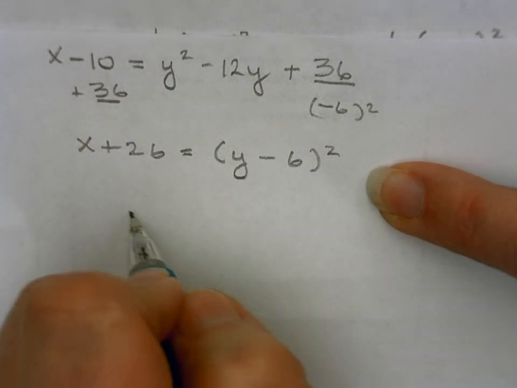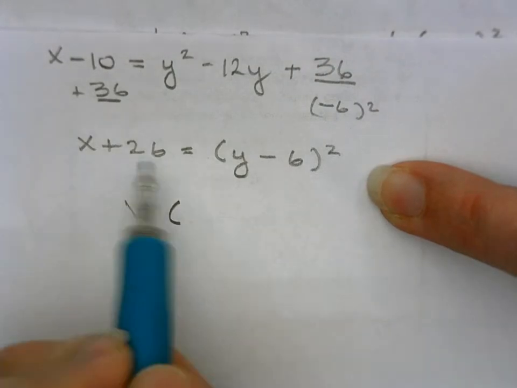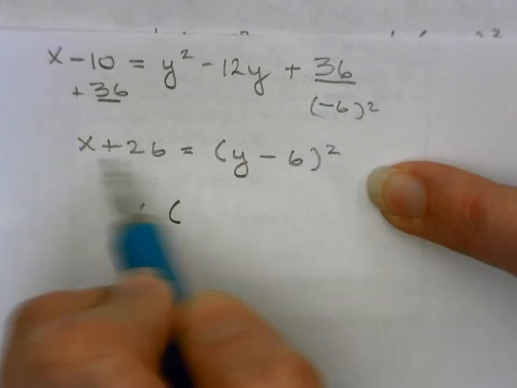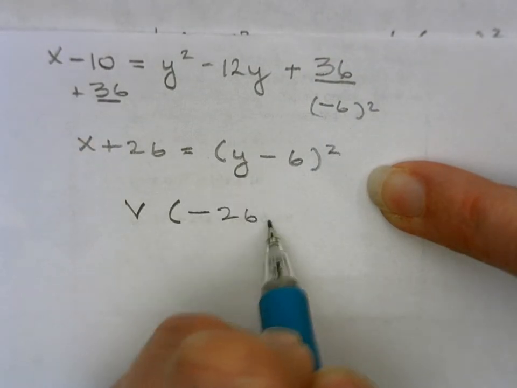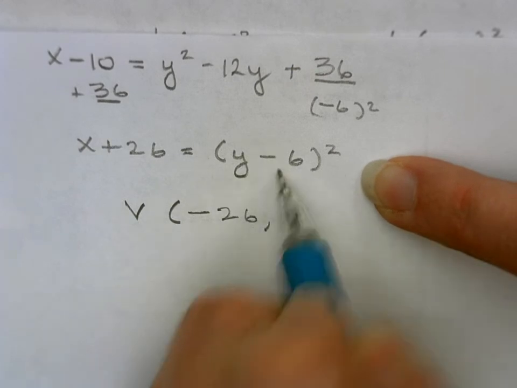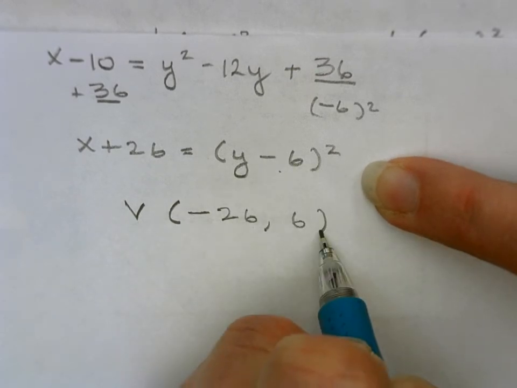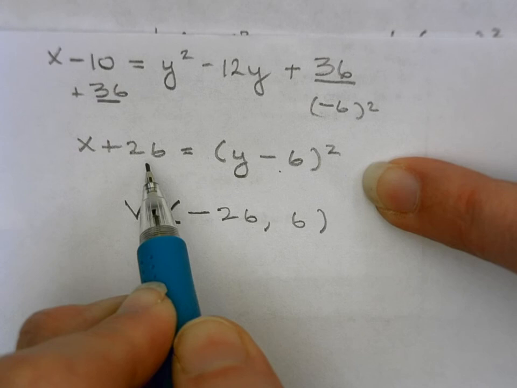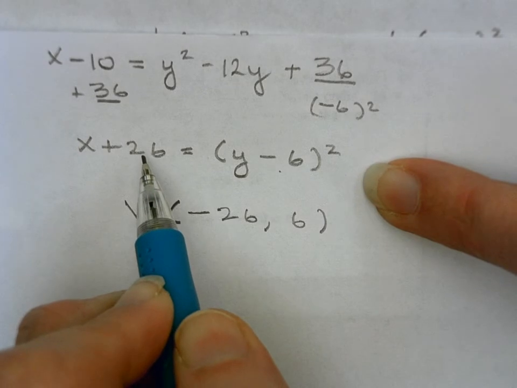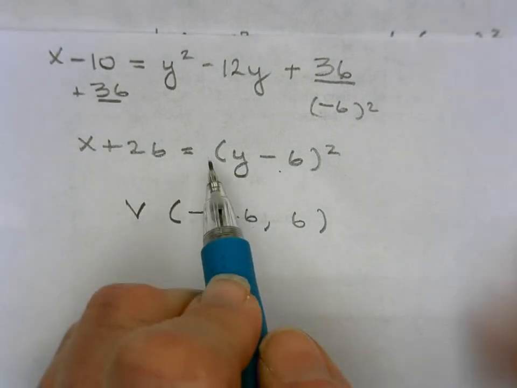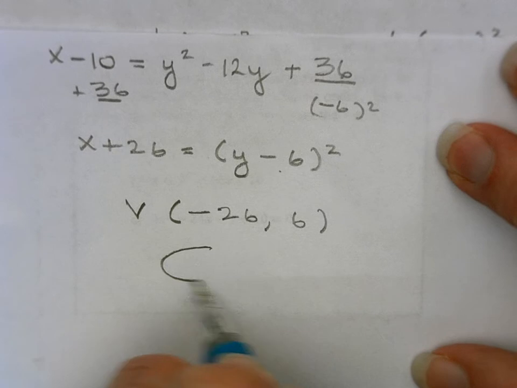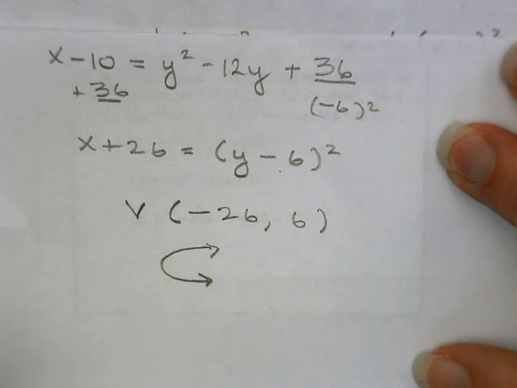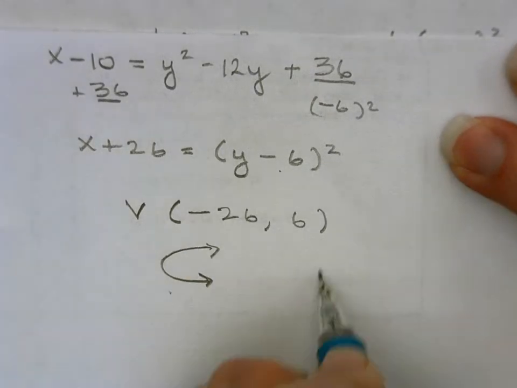So my vertex, I look to see what's affecting the x, that's over here. So that would be -26, and then what's affecting the y, +6. This is an x equals graph, so that means it opens along the x-axis, so it's a sideways graph. The stretch is 1, so that means it's going to point to the right. So this one's just going to cross one time, right? I don't need to graph it, always just crosses one.